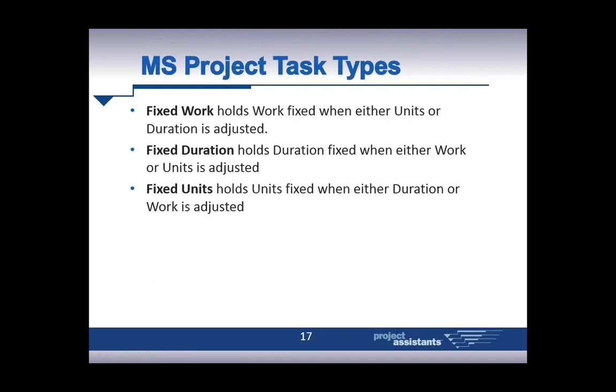Now, within Microsoft Project, there are three work types, called task types in Project: fixed work, fixed duration, and fixed units. Microsoft Project's out-of-the-box task type is fixed units, which is actually, in reality, probably the task type that you most infrequently want to use. Most people, based on their approach to project management, will use either fixed duration or fixed work task types.